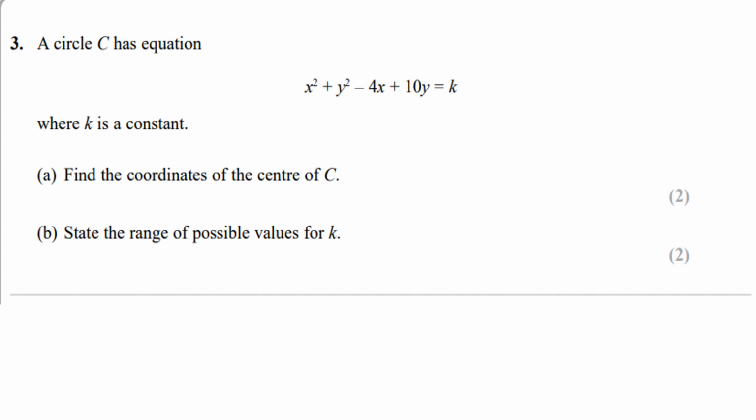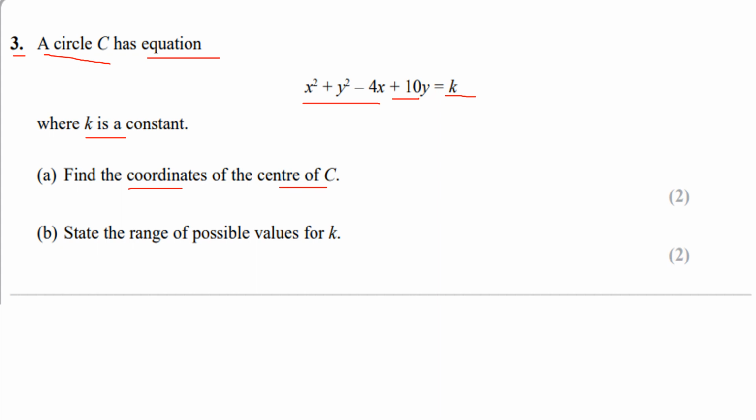Okay guys, this is question number 3, looking at a typical exam style question involving circles. Question number 3: a circle C has the equation x squared plus y squared minus 4x plus 10y is equal to k, where k is a constant. Part A, find the coordinates of the center of C.